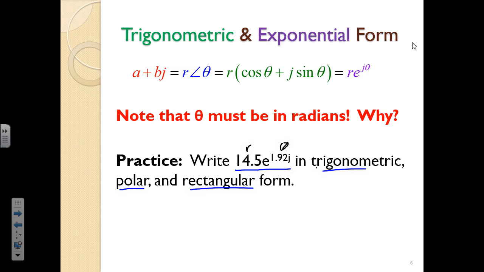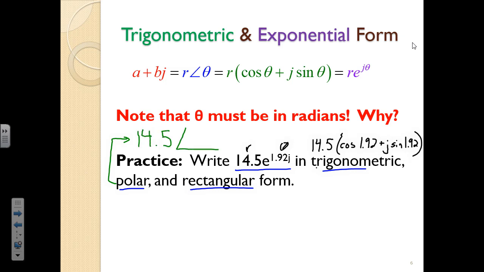So trigonometric form is pretty easy. Our magnitude is 14.5 times cosine of 1.92 plus j times the sine of 1.92. There we go. We've got it in trigonometric form. Polar form, well, that's pretty easy too. We know that our magnitude is 14.5 and our angle is 1.92 radians. Done. We've got this in polar form.